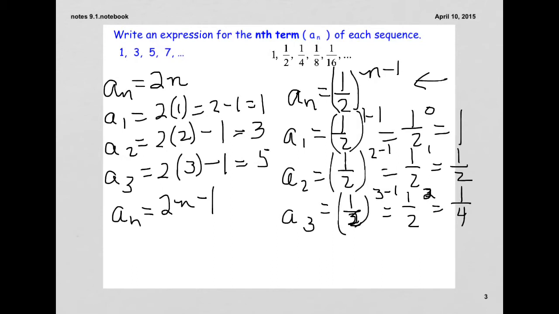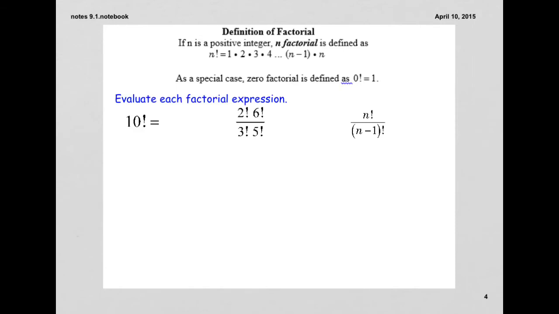Sometimes there's going to be some trial and error when you try these problems. Next, we're going to look at factorials. If n is a positive integer, n factorial is defined as n factorial equals 1 times 2 times 3 times 4 times all the way up to n minus 1, and then times n. As a special case, 0 factorial is defined as 1.